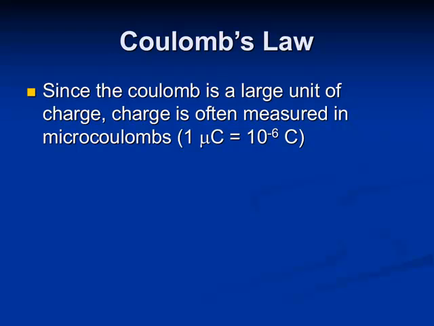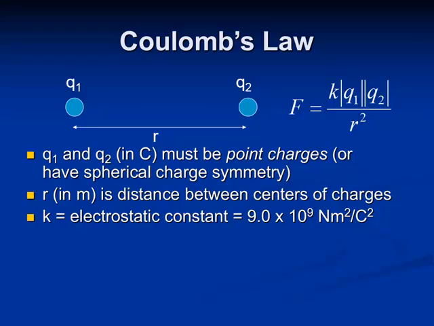Right. Yeah, question? Just what's the units for the 9 times 10 to the 9th? Oh, Newton meters squared per Coulomb squared. Now, if you remember back to the units for capital G, they were Newton meters squared per kilogram squared. So the Coulomb just takes the place of the kilogram. Other than that, it's the same.